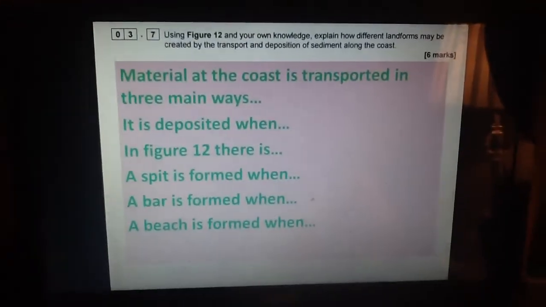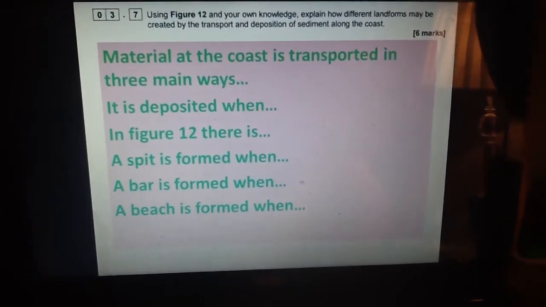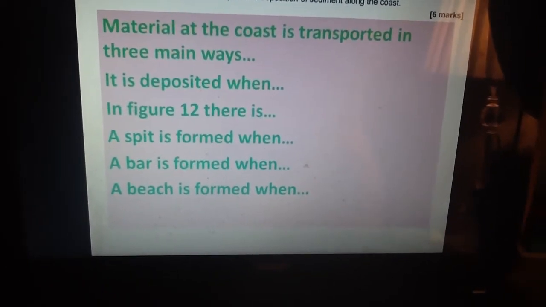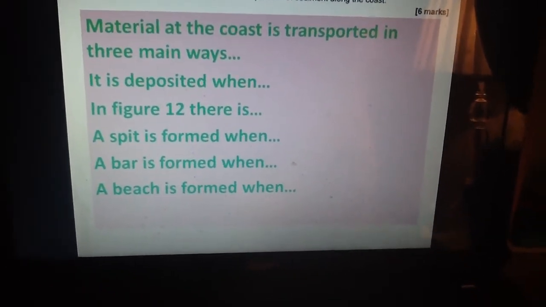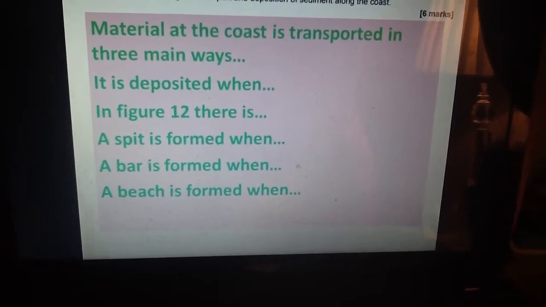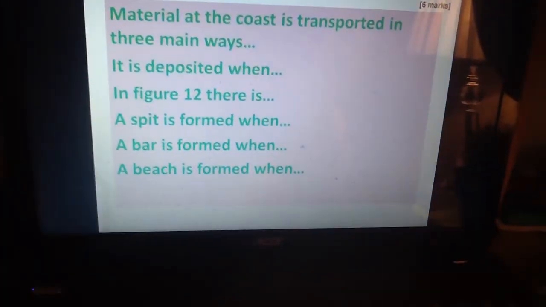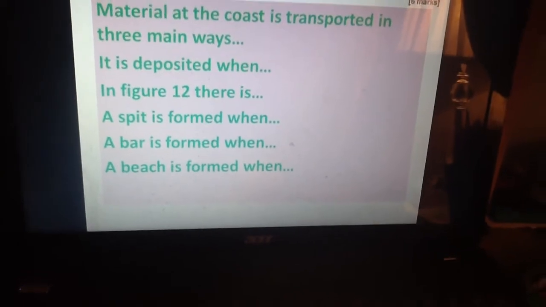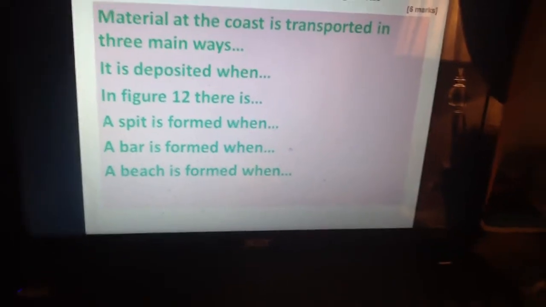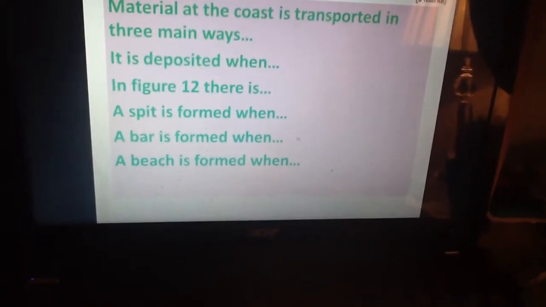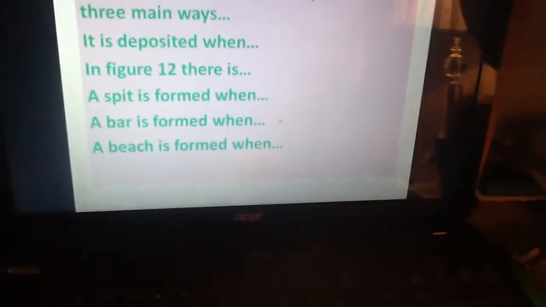So as I say, I'd start off by saying material at the coast is transported in three main ways and then tell me what they are. I'd say it's deposited when, and tell me when deposition occurs. Then I'd say in figure 12 there are two spits, there's a beach and there's a bar, and they're the landforms of deposition. And then I'd say a spit is formed when, and just briefly tell me when a spit is formed. A bar is formed when, tell me how that's formed. And a beach is formed when, tell me what it is and tell me how it's formed. And that should get you 6 marks in that question, okay?